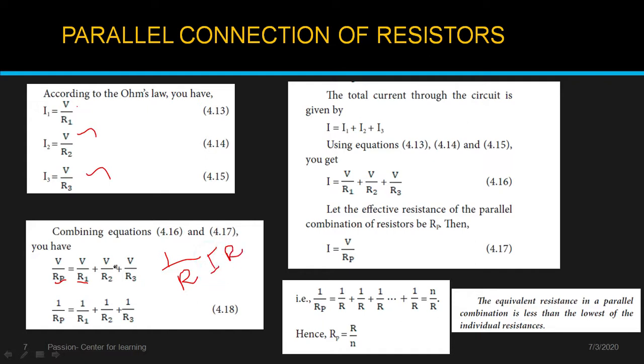And today we are writing as I by R. That is V by R. That's the difference. So cancelling all the V, writing as 1 by RP, 1 by R1, 1 by R2 plus 1 by R3. So what is the total current? I1 plus I2 plus I3. Now adding all the things, we get like this. Total current is V by RP.